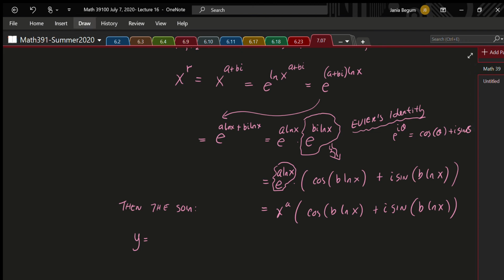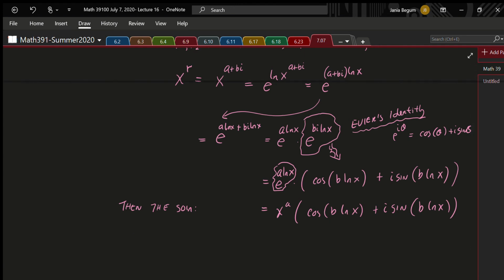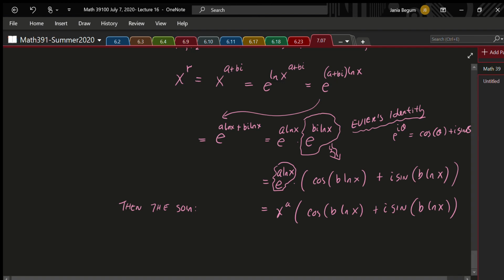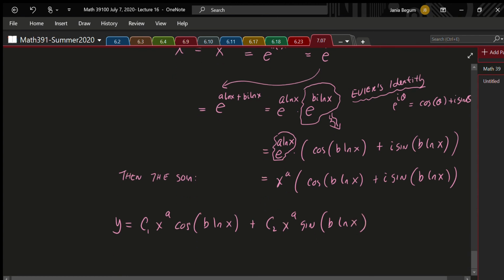So now we're ready to write down our solution if the roots are complex for the Euler equation. We have y is equal to c1 x to the a cosine of b ln of x plus c2 x to the a sine of b ln of x. That's how the solution would look.